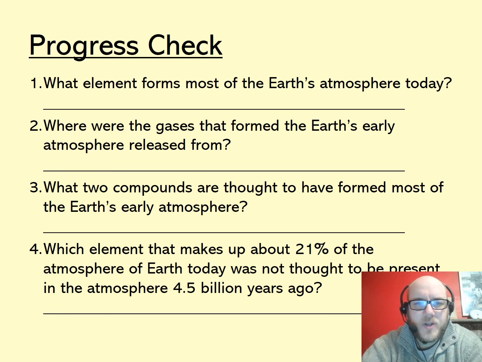Okay, here are your progress questions to end the lesson. Number 1, what element forms most of the Earth's atmosphere today? Number 2, where were the gases that formed the Earth's early atmosphere released from? Number 3, what 2 compounds are thought to have formed most of the Earth's early atmosphere? And then number 4, which element that makes up about 21% of the atmosphere of Earth today was not thought to be present in the atmosphere 4.5 billion years ago? So if you don't know the answer to any of those, go back through the video a little bit and watch through it again so that you can work out the answers to these questions.